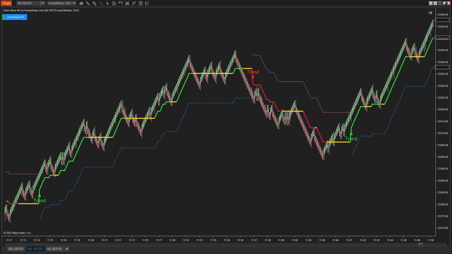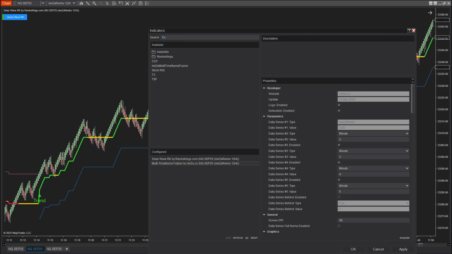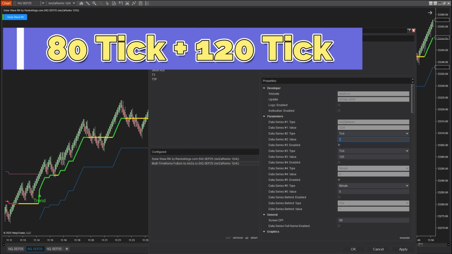Next, let's move on to the Multi-Timeframe Fusion indicator. With this one, we'll be using the 80-tick and 120-tick timeframes to check for trend alignment. These will help us confirm the direction compared to our main trading chart, which is running on Ninzarenko 12.4.